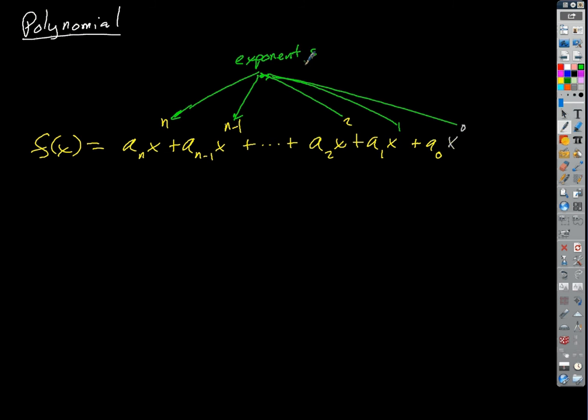I mean, we don't know, right? It could be 12, it could be 100. n is just the biggest power of x. Everybody agree? Look how this is organized, right? We've got the biggest powers of x first, and we're just stepping down all the way to 0. Okay, does that make sense?